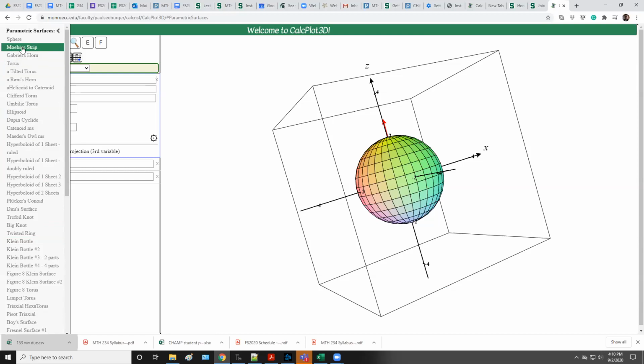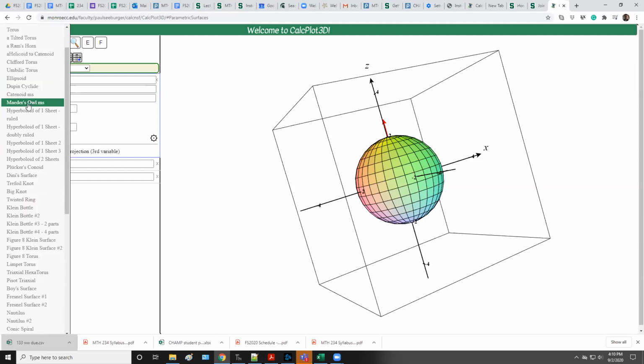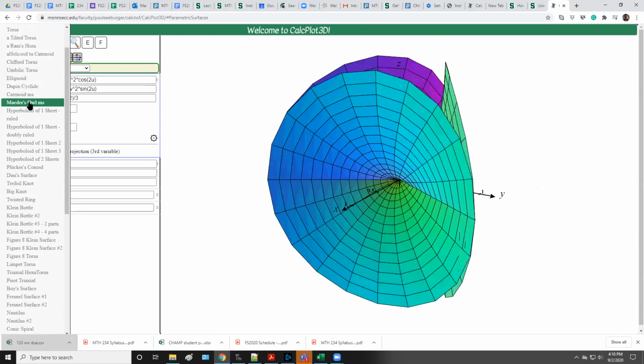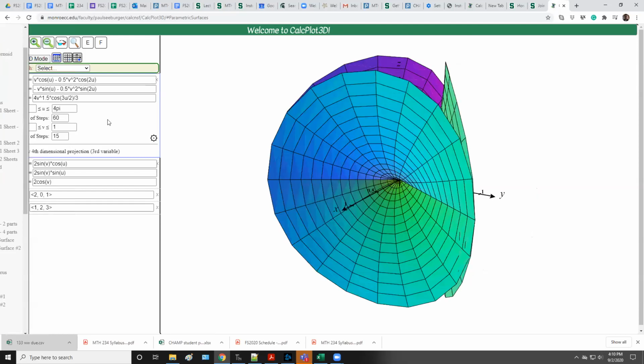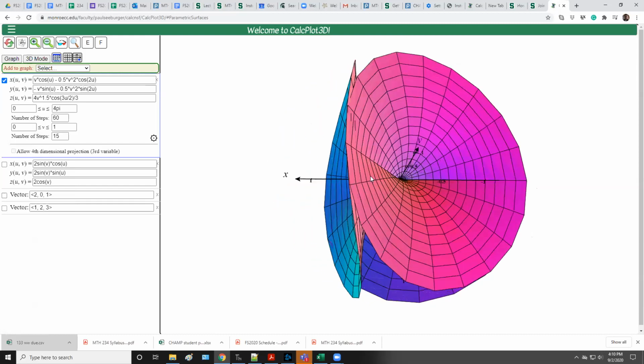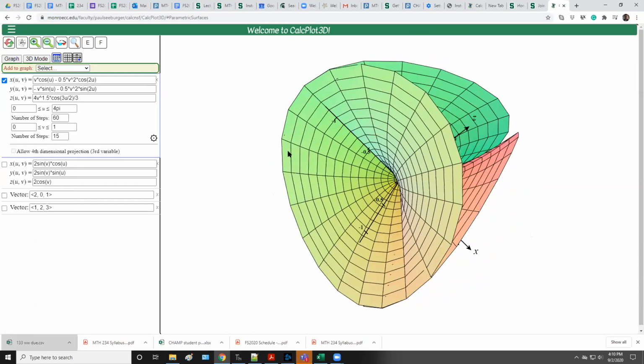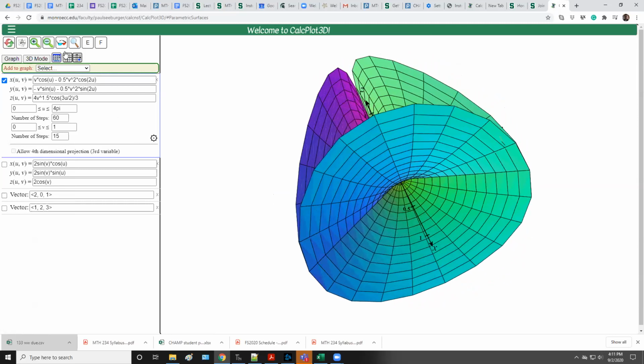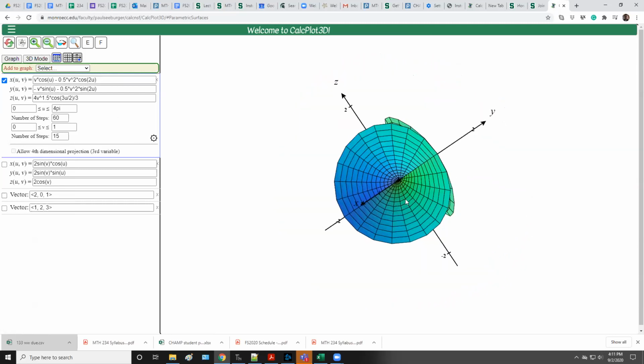Tori, you may have heard of this. A Mobius strip, you may have heard of this. Let's do, I don't even know this name here. Let's see what this even looks like. Ooh. All right, that is a fun surface right there. Let's see what happens if we zoom out. Does it keep on going? No, it's just that big.